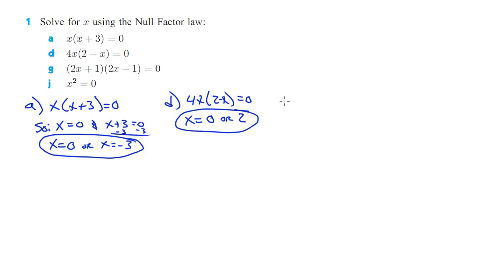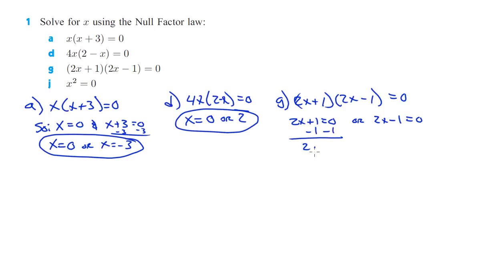Okay. Let's try G here. We've got 2x plus 1 times 2x minus 1, and we have to get those to multiply together to get 0. So we know that 2x plus 1 can equal 0, or 2x minus 1 can equal 0. So we can simply solve these. Let's subtract 1 from both sides. 2x equals negative 1, divided by 2. x equals negative 1/2, or add 1 to both sides.